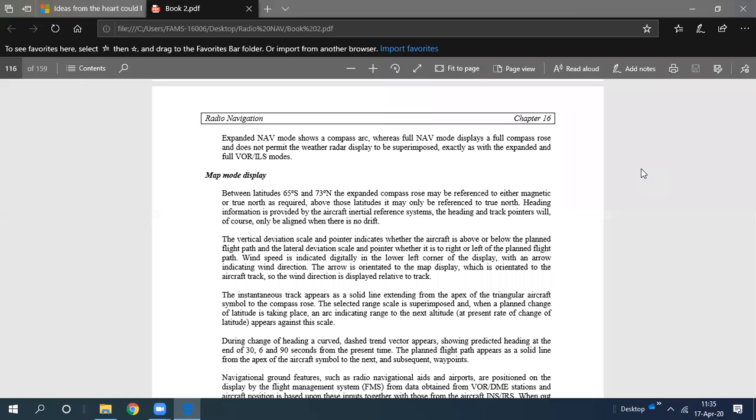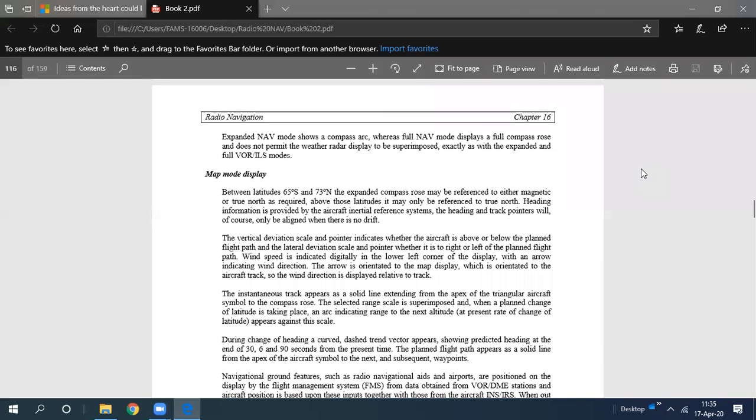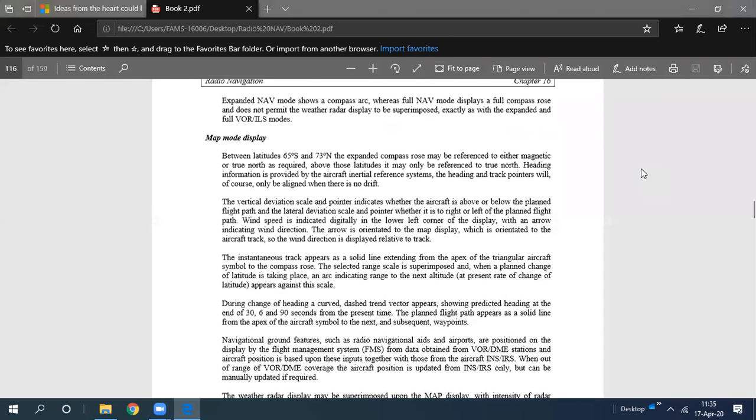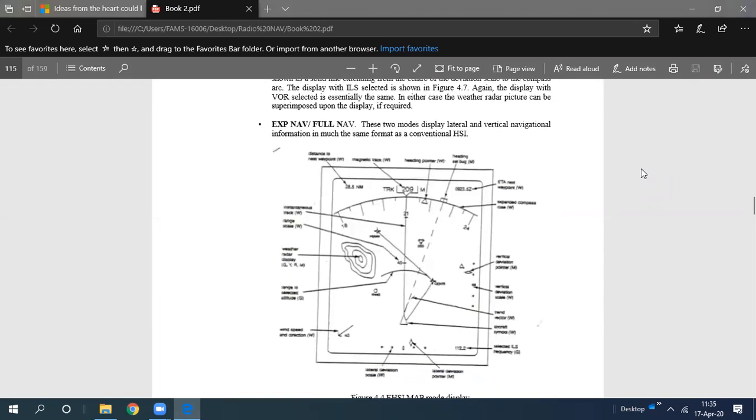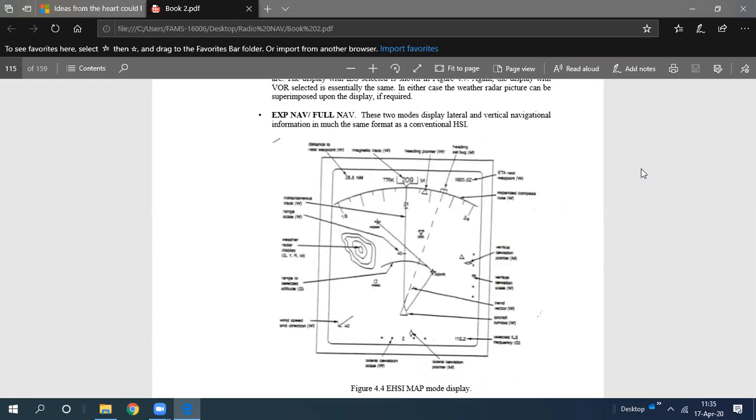And mode, etc. And thereafter, these are the so-called color combinations, which of course you have to do a bit of mugging up, where various things are given. Thereafter, we have something known as this particular 4x4 EHSI map delivery. If you have a look at this, you will find that all the symbols along with the color combinations are given here.